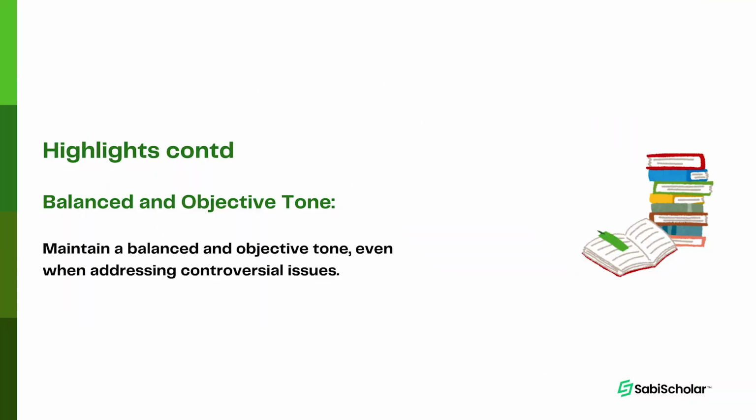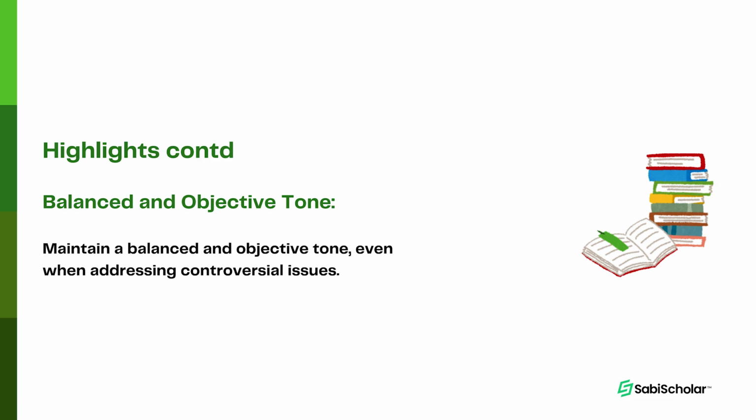So you must also be balanced and objective. Maintain a balanced and objective tone even when addressing controversial issues. Avoid emotional or biased language that could undermine the credibility of your argument. Even if the issue you are writing about is personal to you, you must ensure that you argue about it from an impartial point of view, from a place where you don't go talking about how you feel about it.